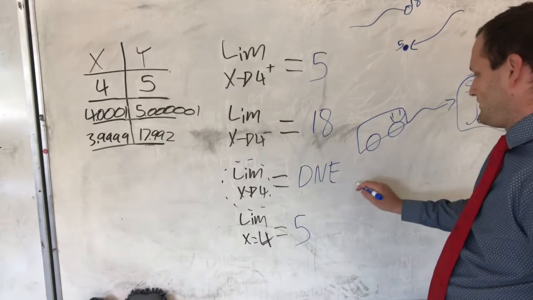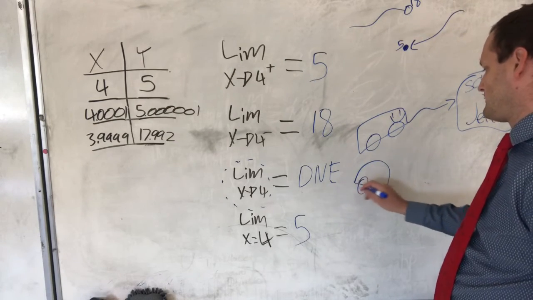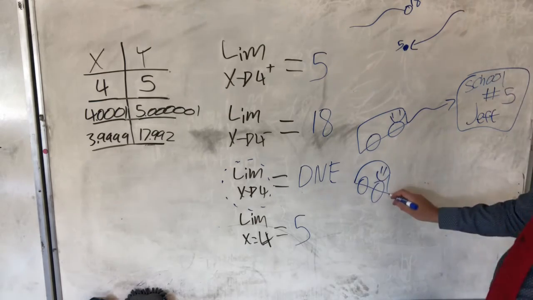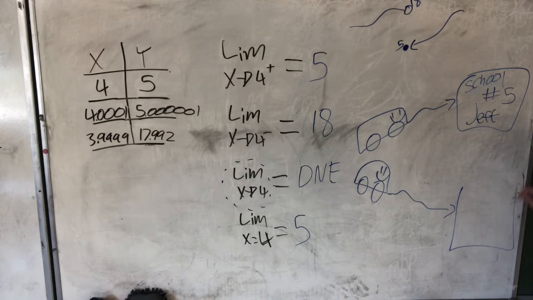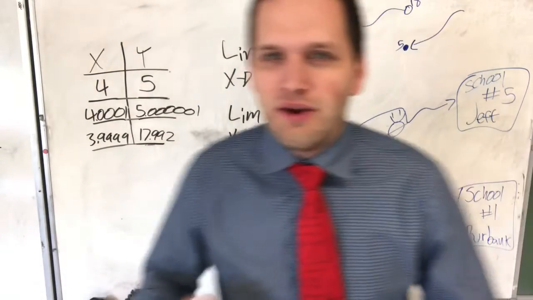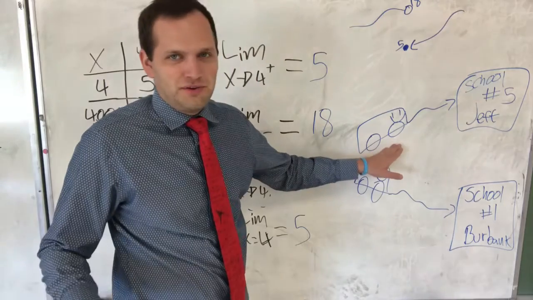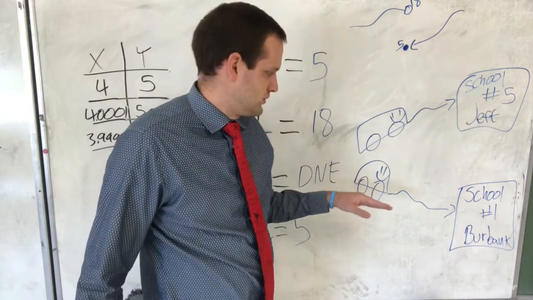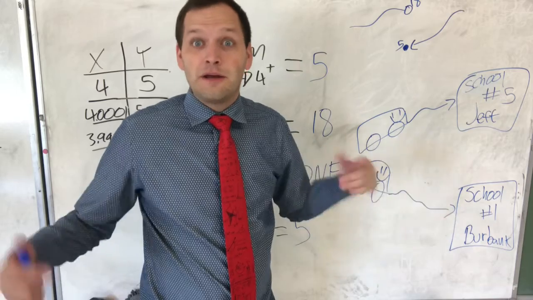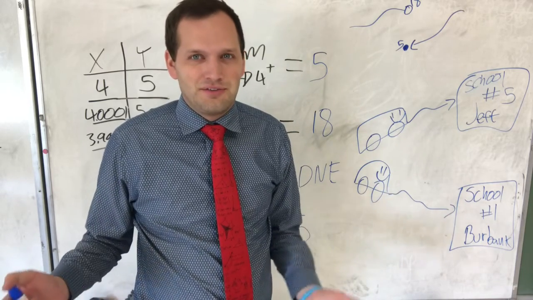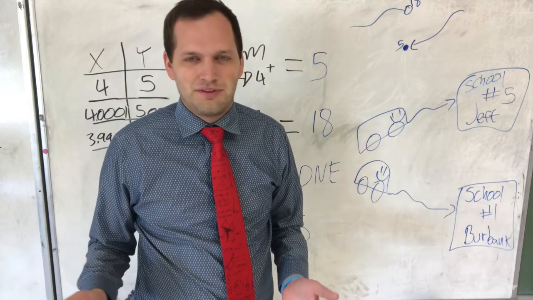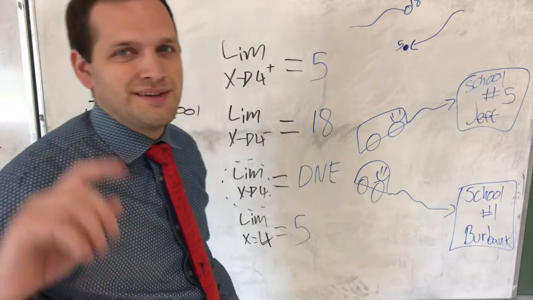We've got another school bus. It's driving along. It's coming to school number 1, Burbank. All right. Remember, a limit is where are we going? Where is this bus going? It's going to Jefferson. Where is this bus going? It's going to Burbank. Are they going to the same place? No. So can we say uniformly that the buses are going to the same place? No, we can't. All right, give the assignment a try.